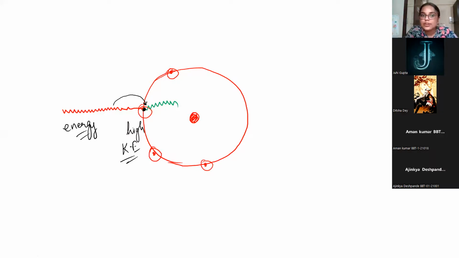Light actually interacts with the material, and because it's a form of energy, it gives that energy to that particular material. The material will become high. If it absorbs energy, it will go to a higher state. If it emits energy, it will come down. Okay, is there any doubt here so far?